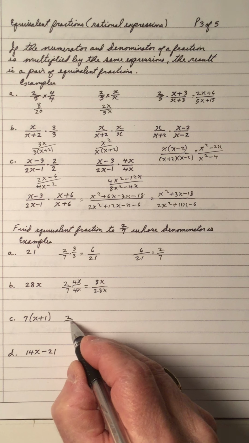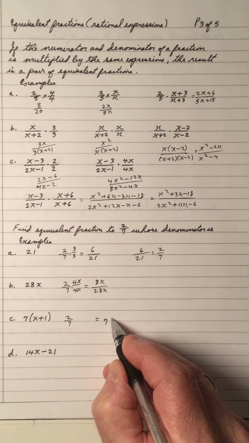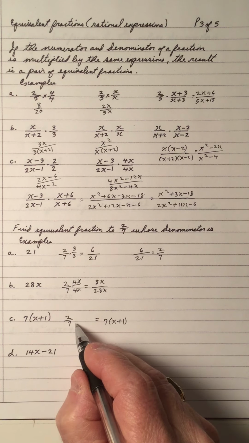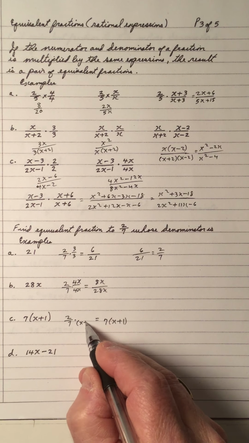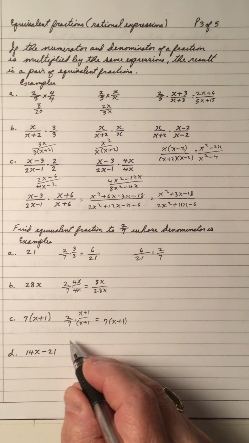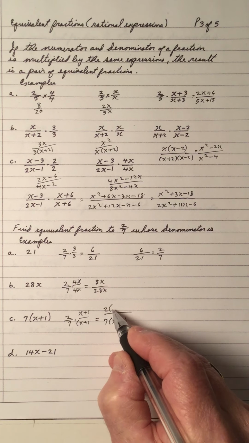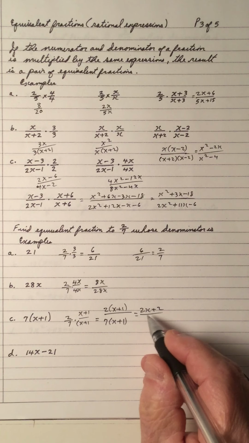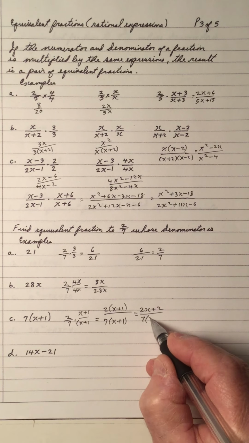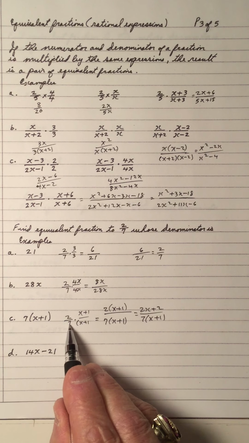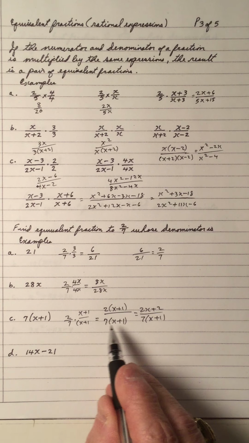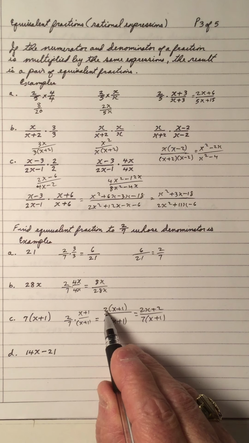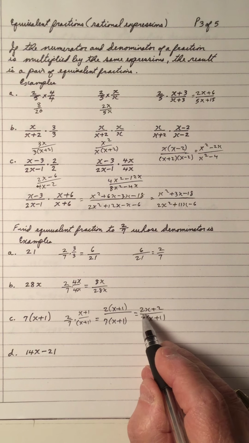And the same here. I've got a 2 over 7, and I want the denominator to be 7 times x plus 1. So if this denominator is 7 times x plus 1, that means I multiplied 7 by x plus 1. That means I multiply the top by x plus 1. So I can go 2 times x plus 1, or I can go 2x plus 2, and I could leave the bottom as that. Notice because I have 7 times x plus 1, I had to multiply 7 by x plus 1, and I had to multiply 2 by x plus 1. So I can leave it as 2 times x plus 1 or 2x plus 2.